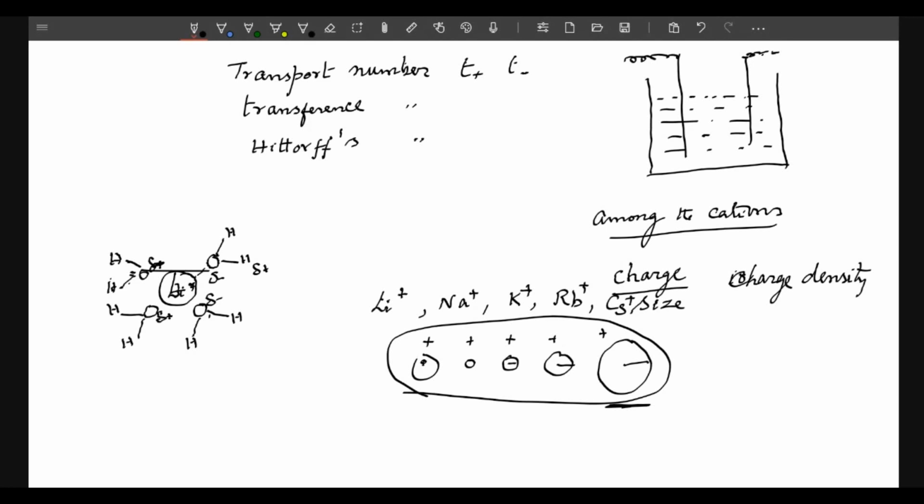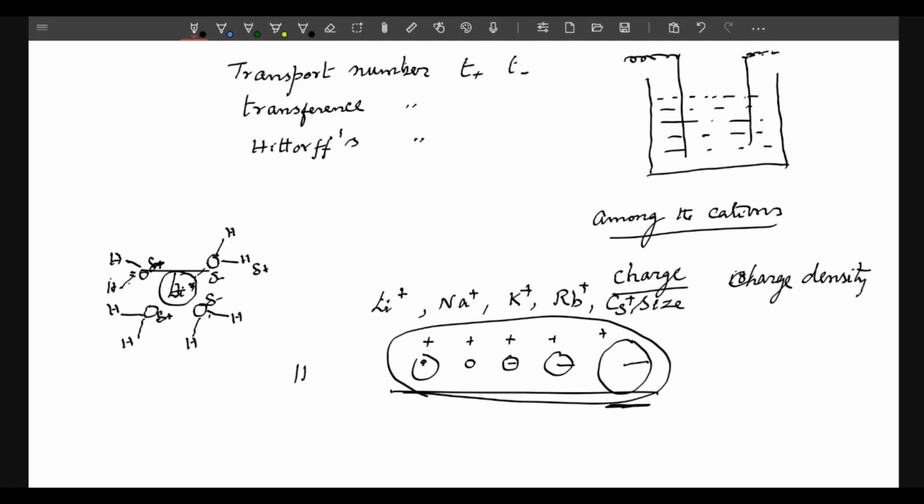Whenever it is moving, it should also take these solvent molecules along with it. Therefore, the net weight is tremendously increased. Therefore, the speed of the lithium ion is found to be very, very low. Therefore, along the group, the ionic mobility goes on increasing.